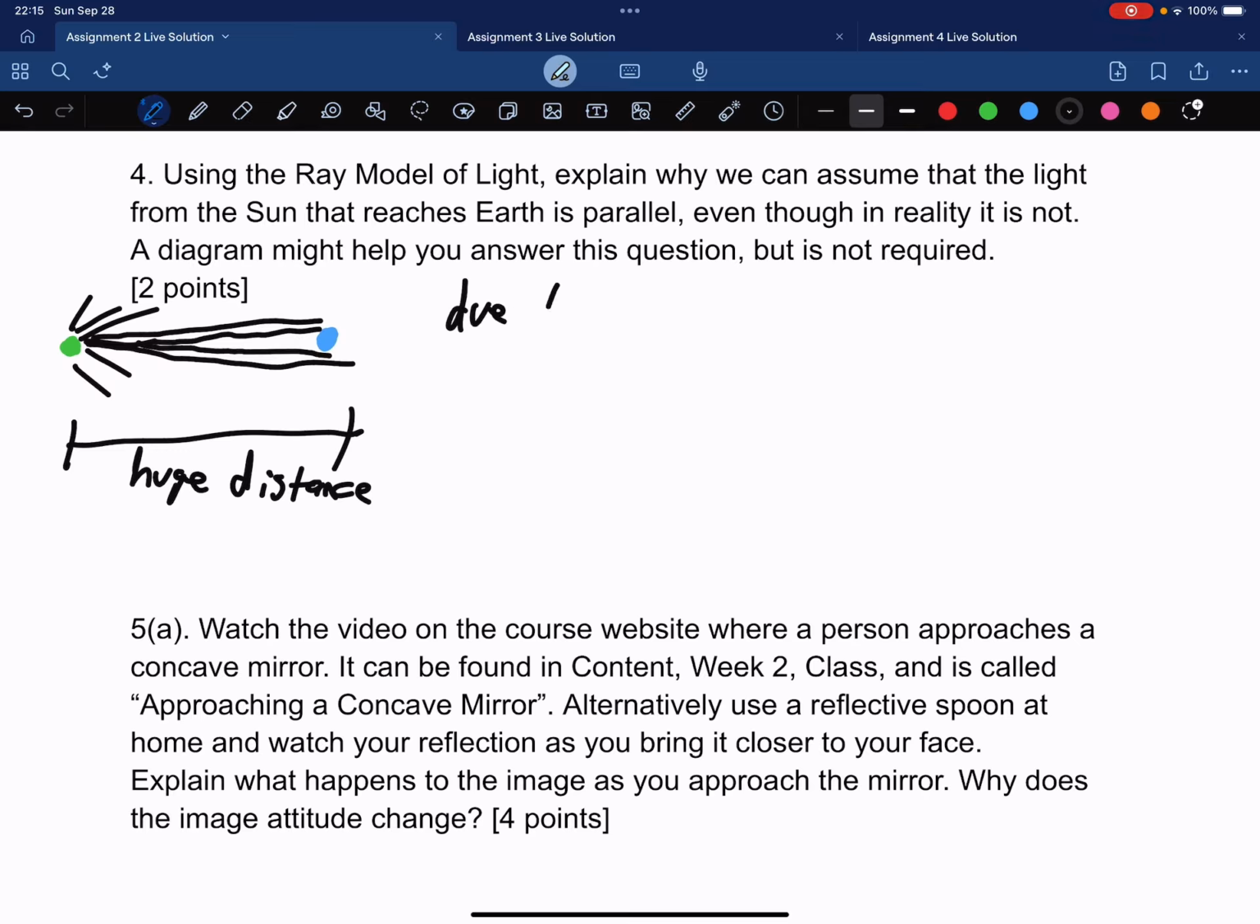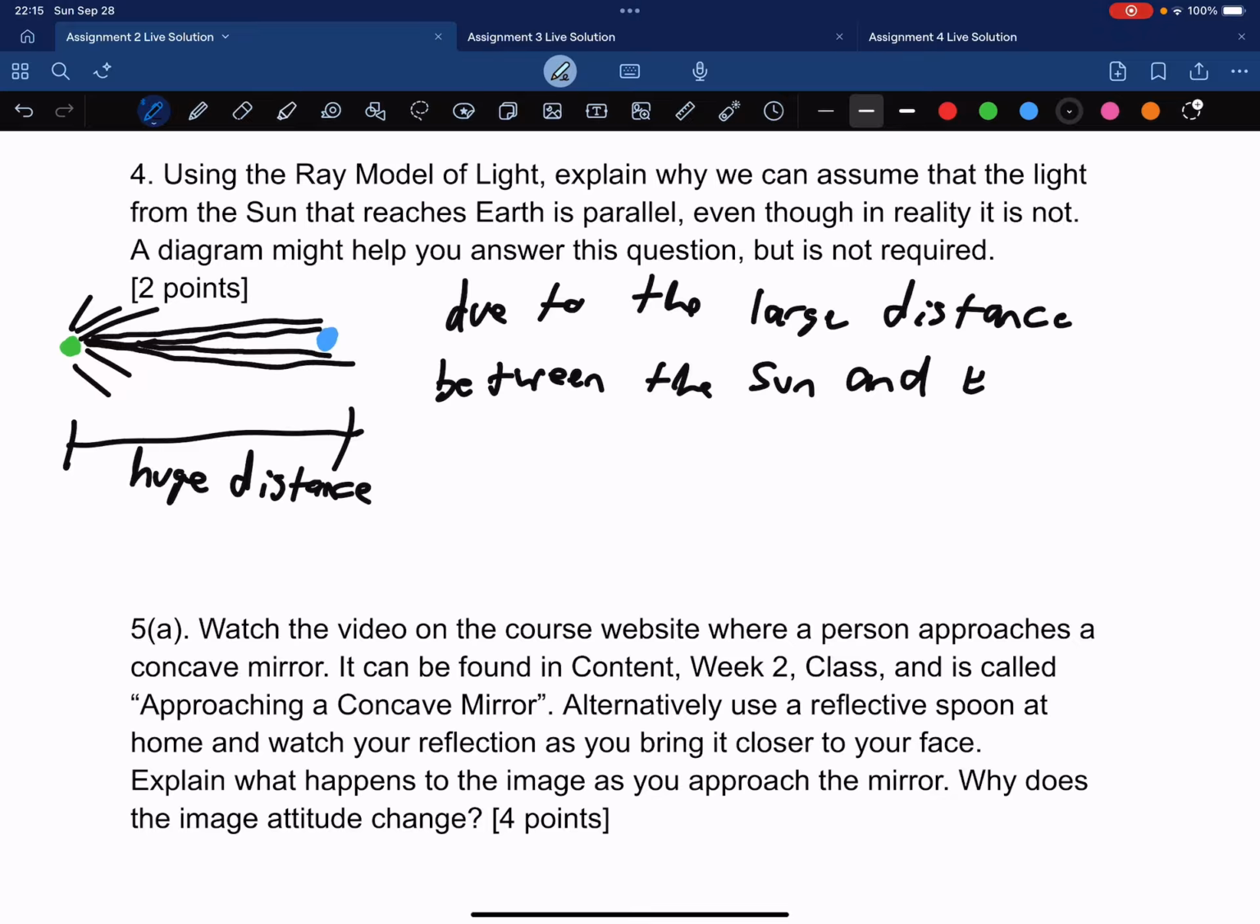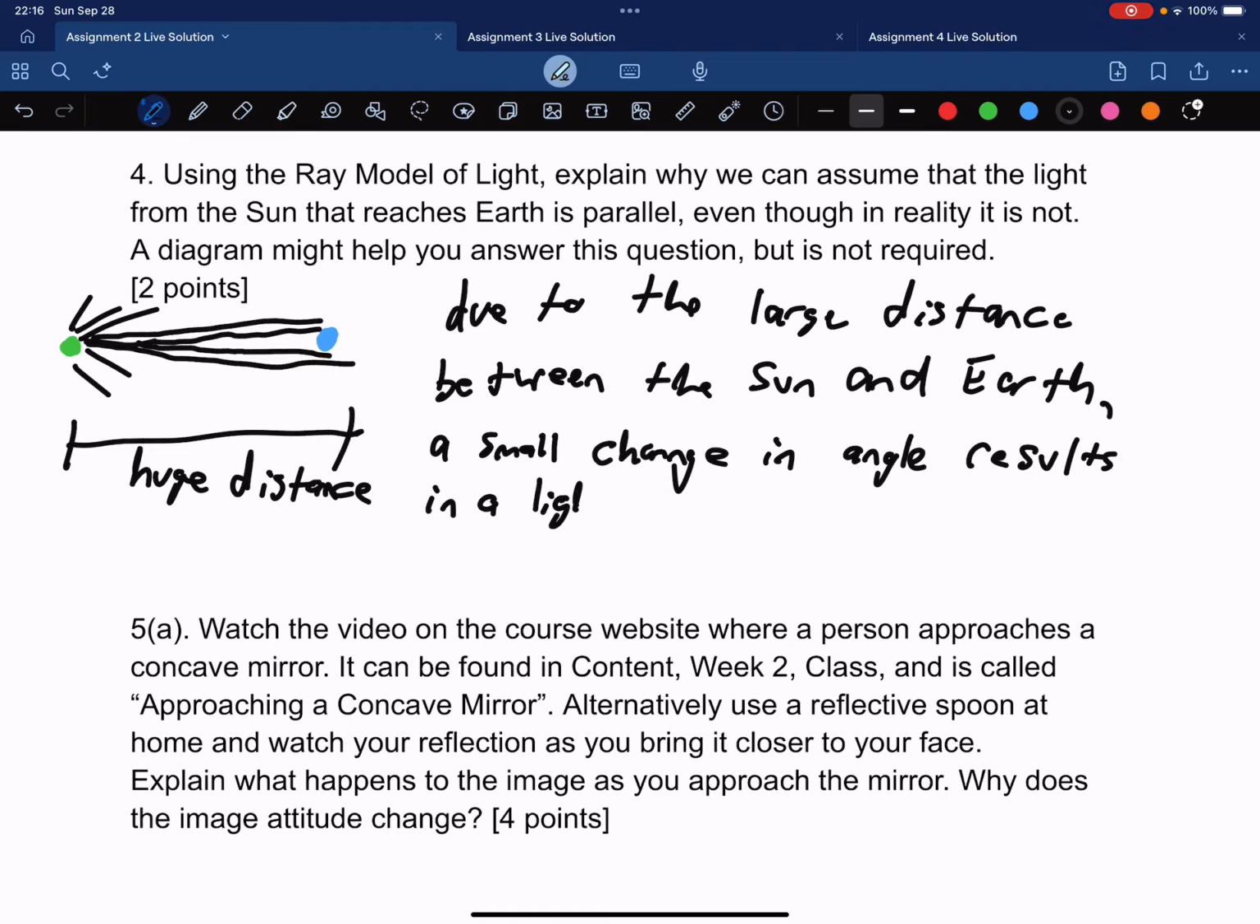So due to the large distance between the sun and Earth, a small change in angle results in a light ray either missing or hitting the earth.